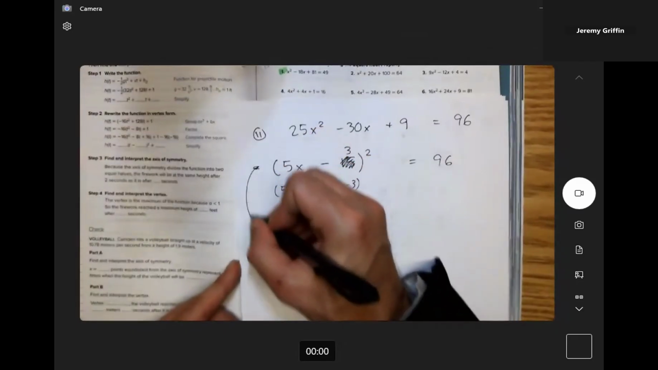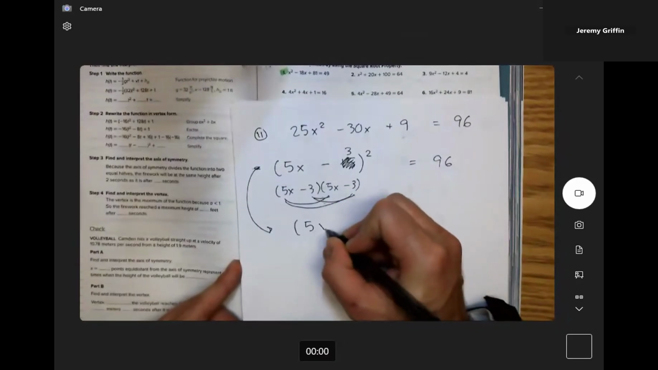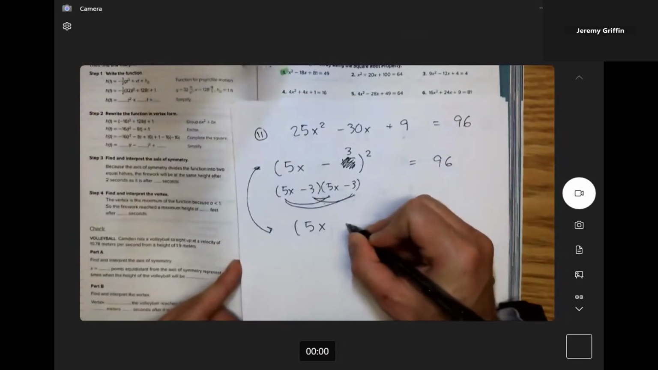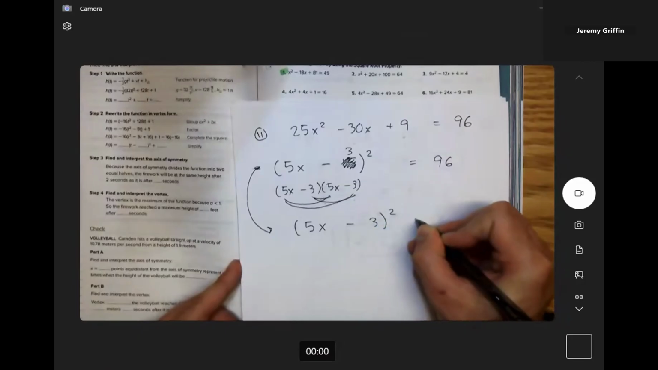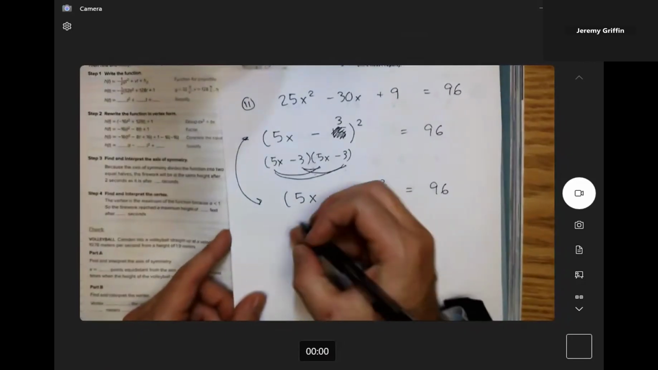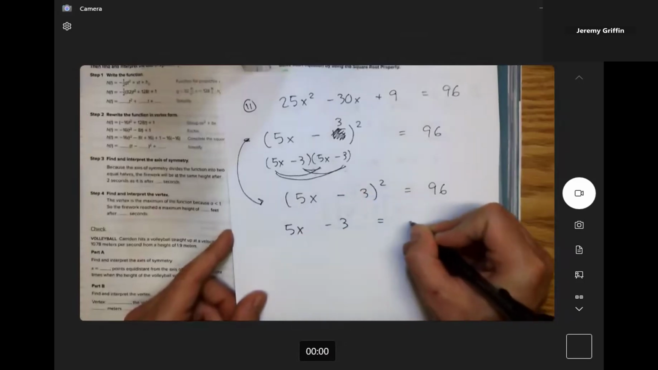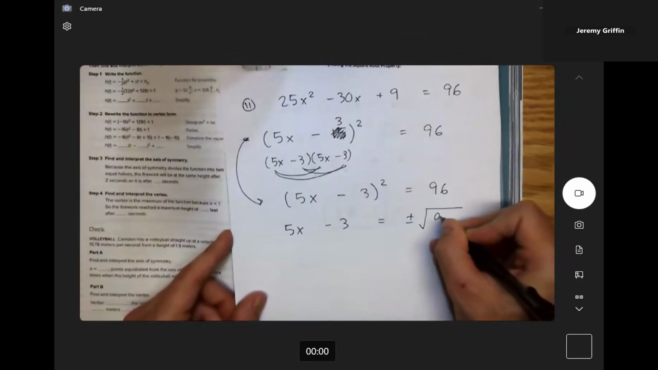Okay, so I can pick up from this step. Here, I'll rewrite that just so it looks prettier. 5x minus 3 quantity squared equals 96. Now pick up from here. So 5x minus 3 then could be plus or minus the root of 96.